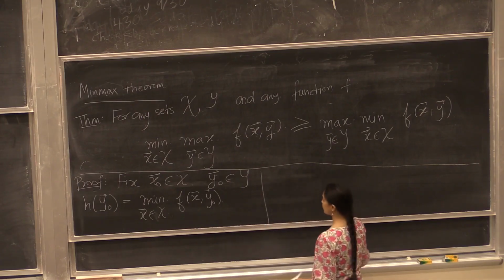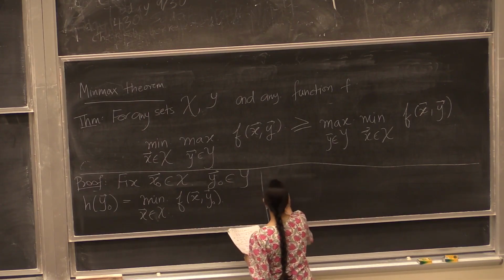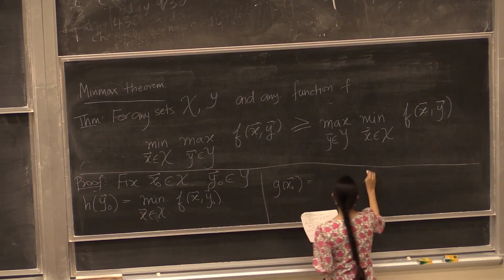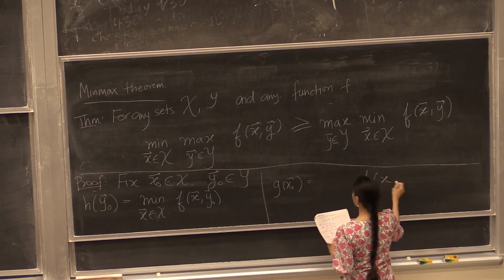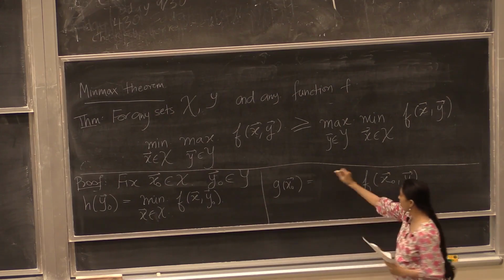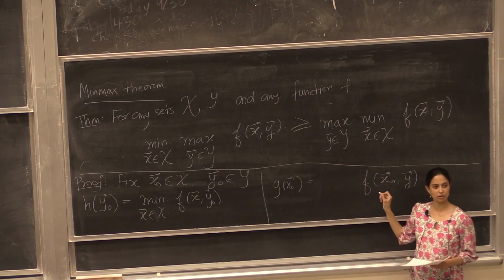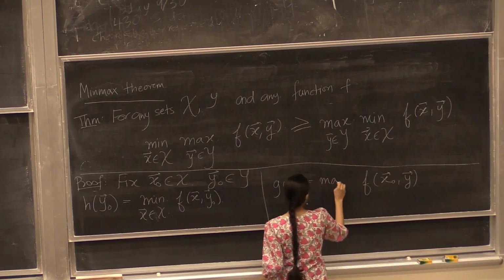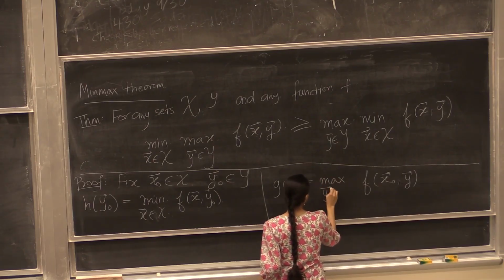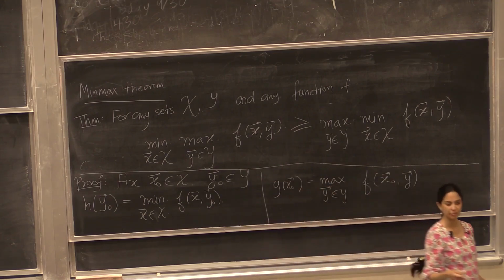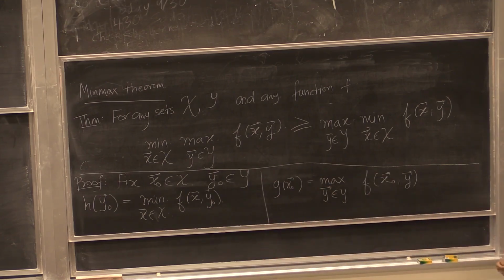And then on the flip side, I'm going to define g of x naught. I'm going to do the same thing with f. I'm going to fix now x naught, and I have a y. And now am I going to minimize this or maximize this here? Maximize this, right? So for a fixed x naught, how good can I do by varying my y's? Okay?